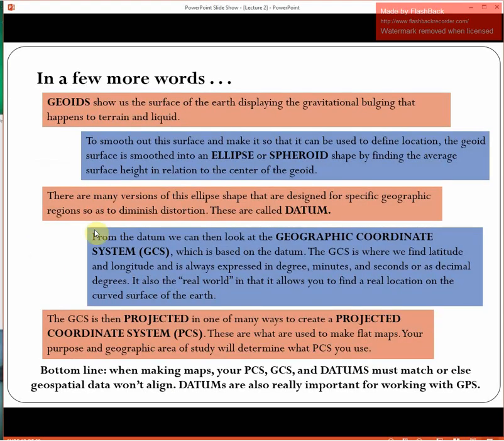And here it is in a few more words. The bottom line is, when making maps, your projected coordinate system, geographic coordinate system, and datums must match, or else geospatial data will not align. And datums are also very important when we're working with GPS, because they're much more generalized, and GPS, because the satellites are floating all over the place, has to have a much larger regularized reference system.